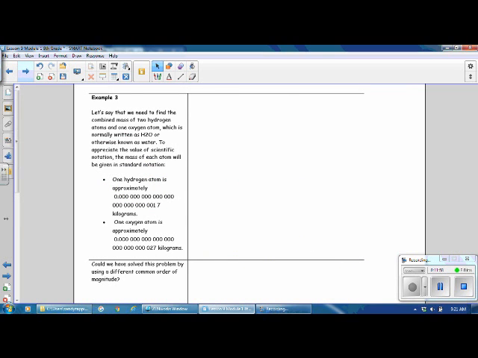Example 3. Let's say that we need to find the combined mass of 2 hydrogen atoms and 1 oxygen atom. So we need 2 hydrogen and 1 oxygen. It's normally written as H2O, 2 hydrogens and 1 oxygen, or otherwise known as water. To appreciate the value of scientific notation, the mass of each atom is given in standard notation. So this is the mass of 1 hydrogen atom, and this is the mass of 1 oxygen atom.